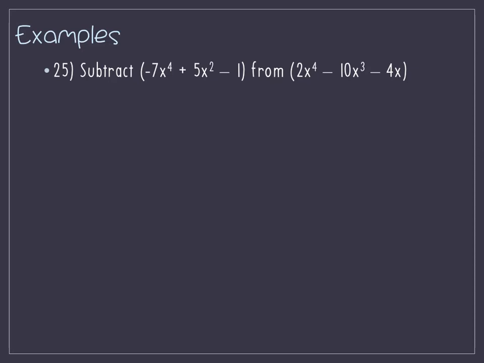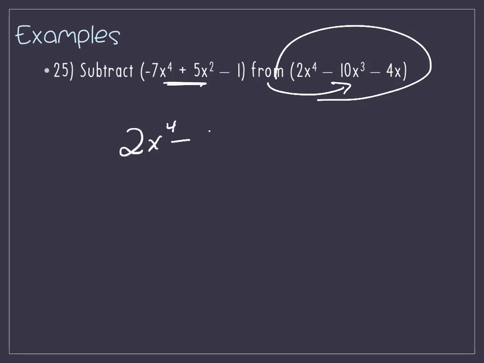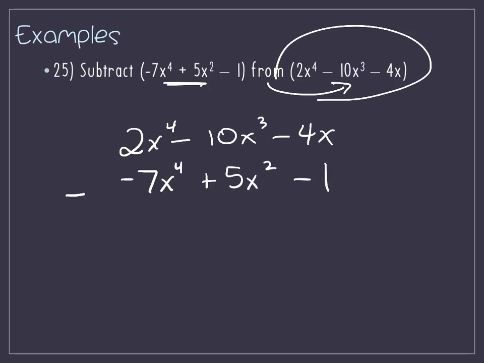So this one, it's not written as a problem with a plus sign or a minus sign. It's got words. So we're subtracting this one from this one. So this one's going to go on top. So I'm going to write 2x to the fourth minus 10x to the third minus 4x, and I'm subtracting. So then negative 7x to the fourth plus 5x squared minus 1. Again, I'm going to do my keep, flip, change. I'm keeping this one the same, and I'm going to do plus, flip, flip, flip.